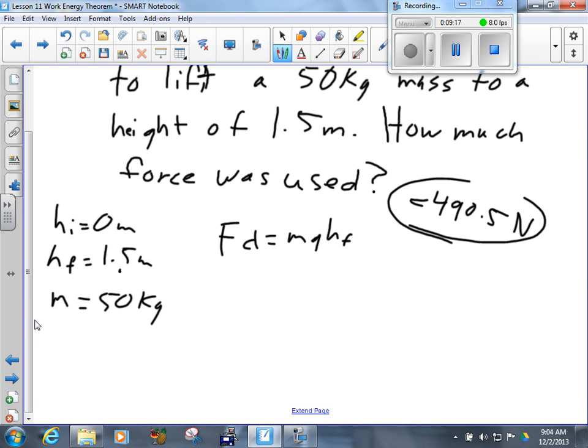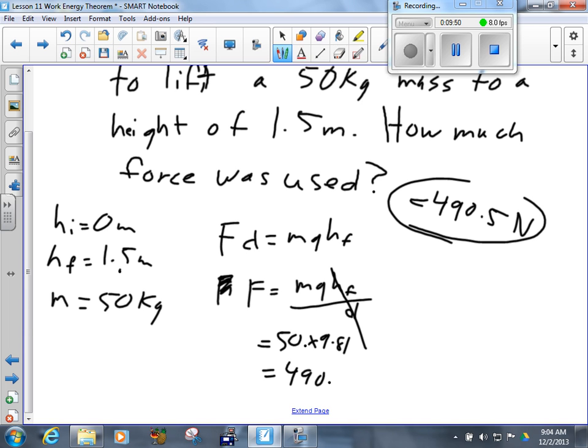So we're trying to solve for F. F is going to equal M times G times HF over D, which essentially, can I do this if they're the same number? Can I cancel them? It doesn't matter. If you didn't cancel them and you put 1.5 in on both the top and the bottom, it canceled itself when you calculated it, but it works out. So F equals M times G. All we have to do then is go 50 times 9.81, which should give us 490.5, right? And the units for force are newtons.